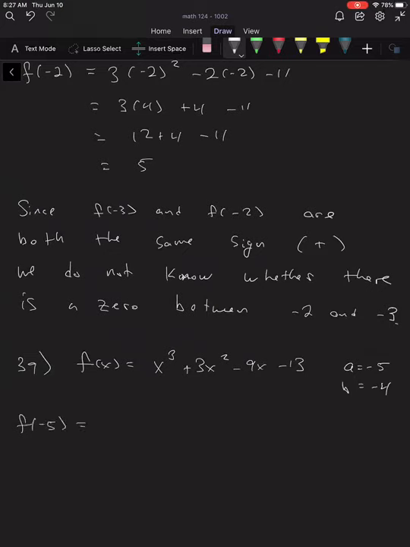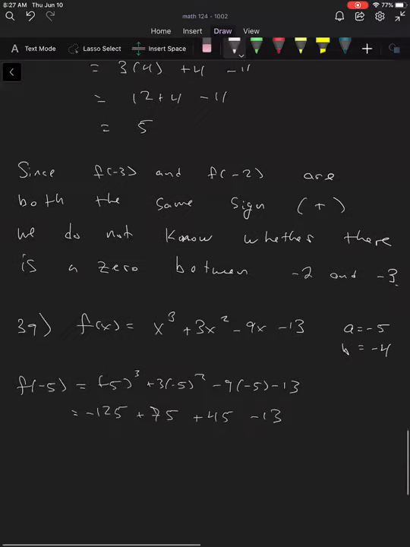Well, we have minus 5 cubed plus 3 times minus 5 squared minus 9 times minus 5 minus 13. So minus 125. And so that's going to be 3 times 25, which is 75. And that's going to be plus 45. And that's going to be minus 13. So we have minus 125. What are those middle two numbers? 120. Okay, minus 13. So this is going to be minus 5 minus 13, which is minus 18.